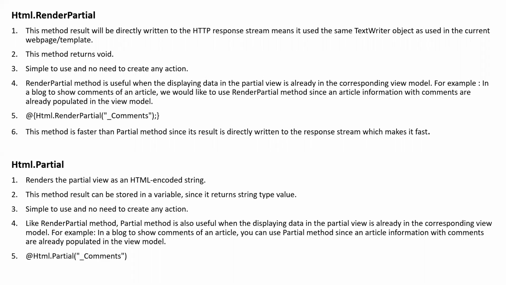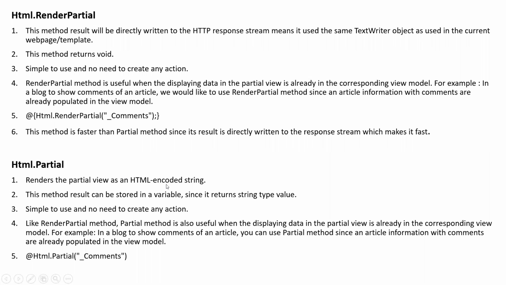There are some differences between Html.RenderPartial and Html.Partial. So we'll see what Html.Partial is first. As I told you, Html.Partial returns an HTML encoded string. Basically, this method's result can be stored in a variable since it returns a string type value. So if you want to fetch that return value from a variable, you have to use Html dot and the Partial helper method. And it is simple to use because there is no need to write any action.